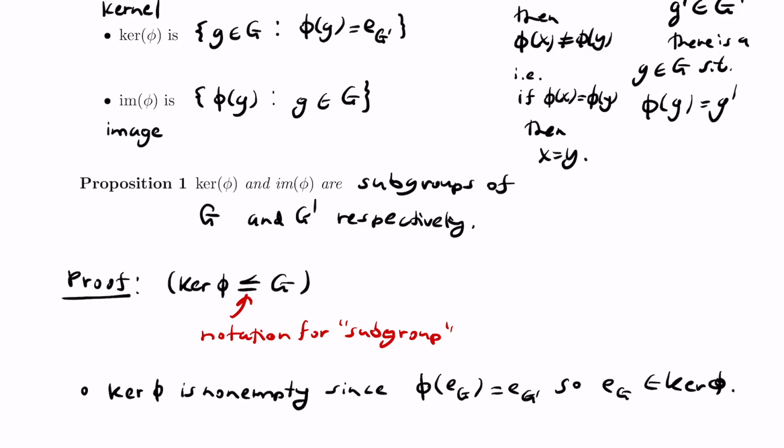Okay, so now let's use the subgroup test. Now suppose x and y are in the kernel of phi. That means that both phi of x and phi of y are the identity in G prime.